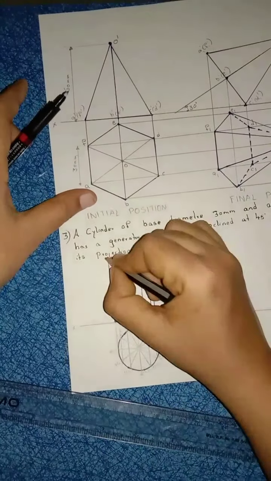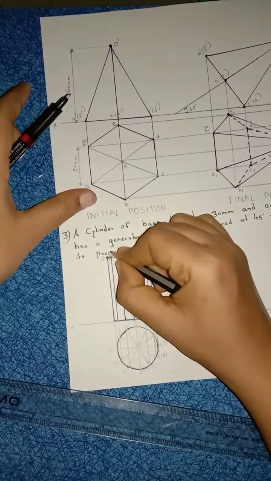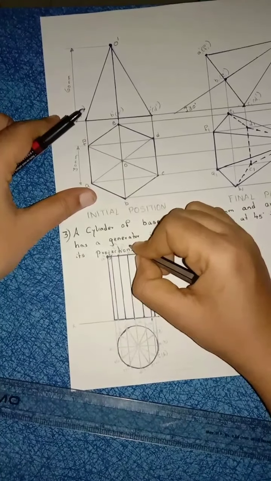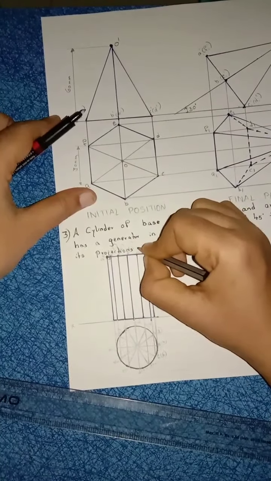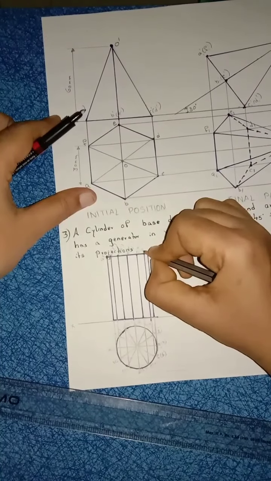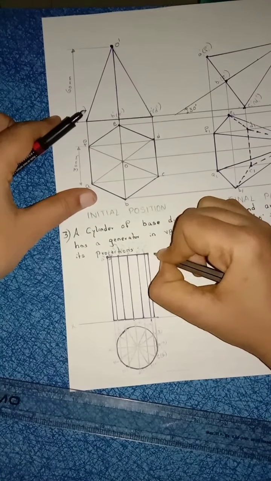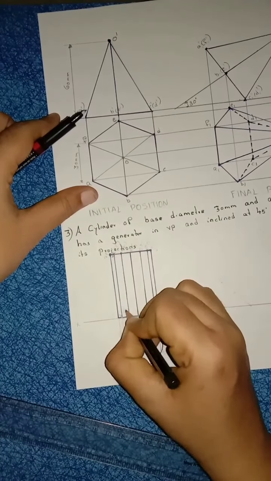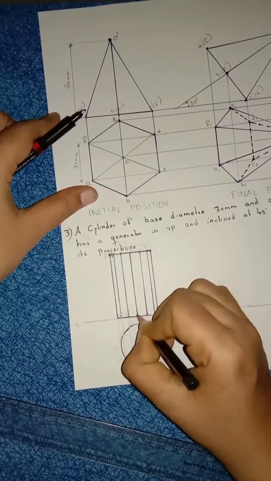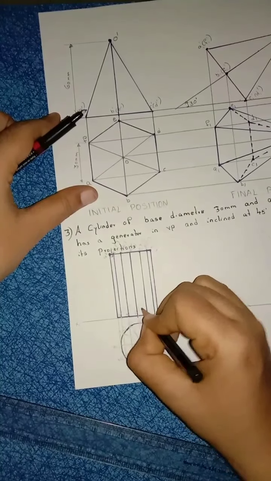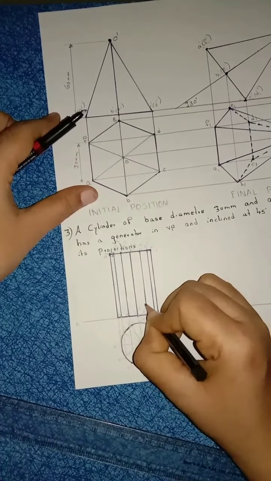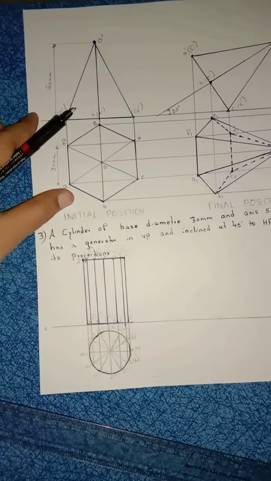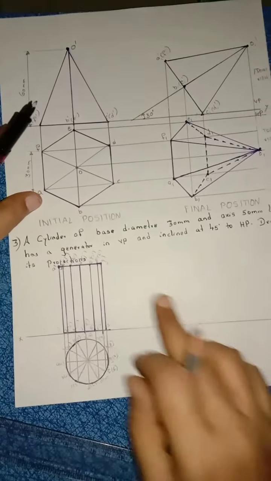Write down the points here: A dash, B dash of L dash, C dash of K dash, D dash of J dash, E dash of I dash, F dash of H dash, and this is your G dash. Then 1 dash, 2 dash of 12 dash, 3 dash of 11 dash, 4 dash of 10 dash, 5 dash of 9 dash, 6 dash of 8 dash, and this is your 7 dash.